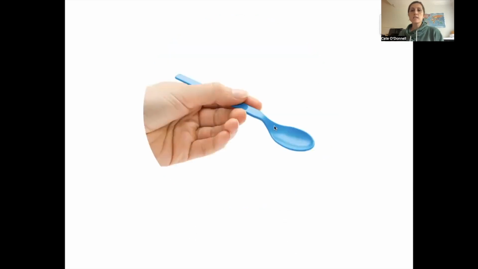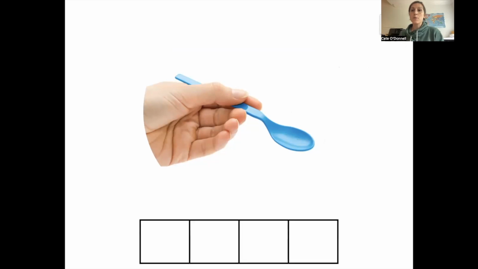This is a spoon. Spoon. How many sounds do you hear in the word spoon? There are 4 sounds in the word spoon. What's the first sound you hear? What letter makes the S sound? The letter S. What's the next sound you hear in the word spoon? Sp. What letter makes the P sound?